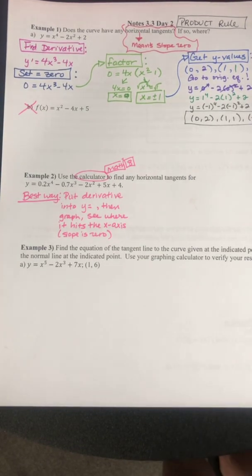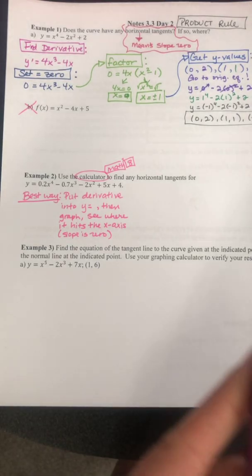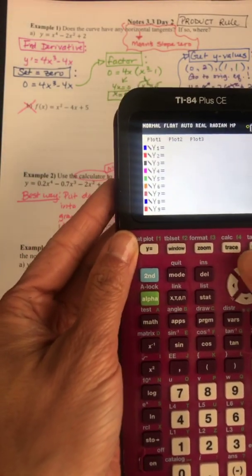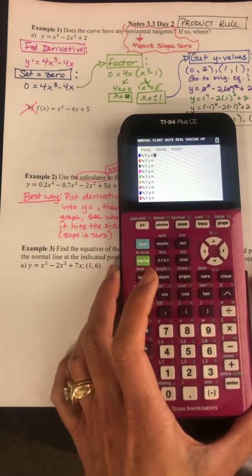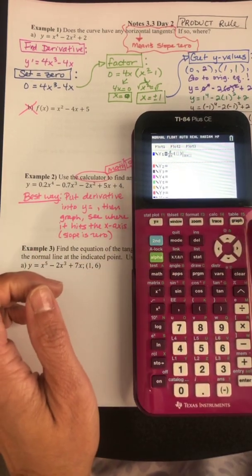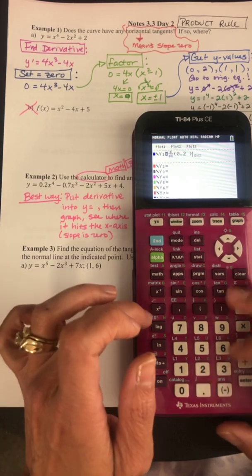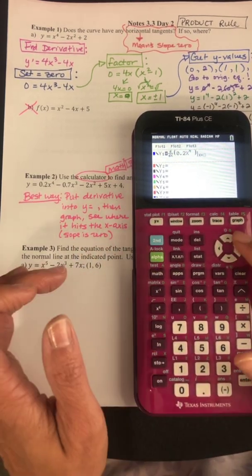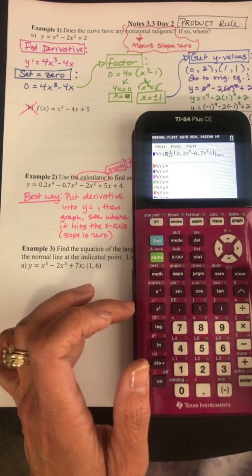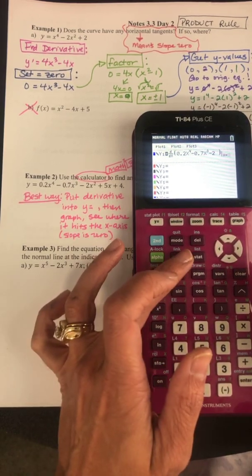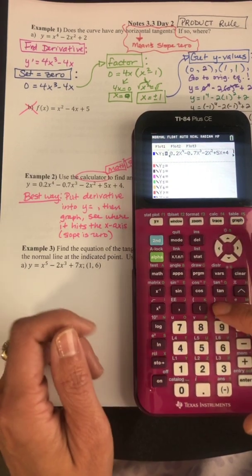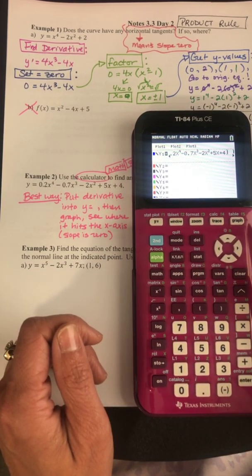All right, so I'm going to grab my calculator. All right, and y equals, and I still have all this stuff that we did in it last time, so there we go. It's all fresh. All right, so we're going to take the derivative, so I have to hit math 8 d dx of 0.2 x to the 4th minus 0.7 x to the 3rd minus 2 x squared plus 5x plus 4. Oh, I put an extra parentheses.